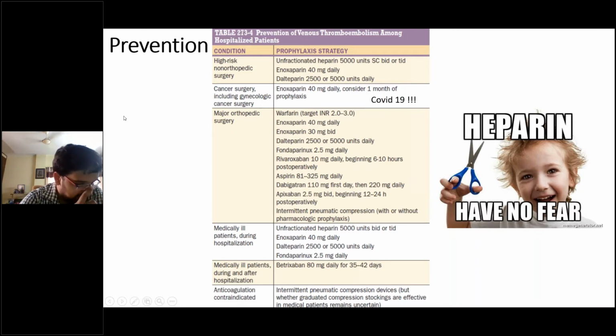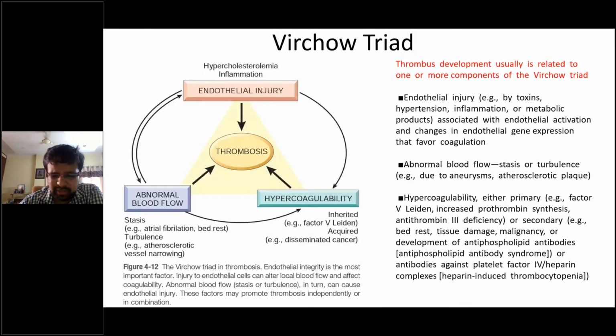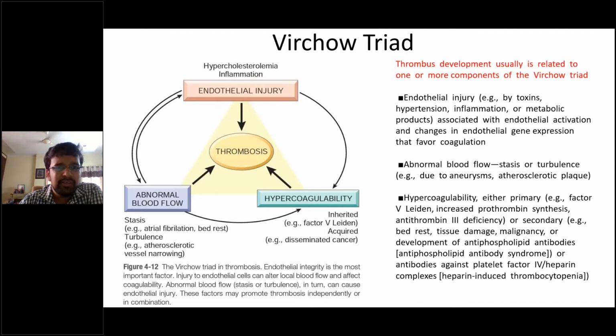Okay. So we have 5 minutes remaining. So we'll quickly summarize what we have learned today. So these are just some important slides I'm showing you. The Virchow's triad is very important even for your pathology exams. So basically it tells you the factors which promote thrombosis independently or in combination, and this consists of endothelial injury, abnormal blood flow, and hypercoagulability.